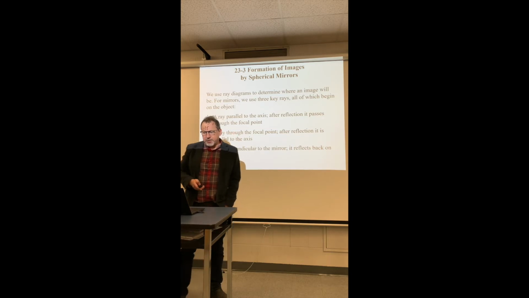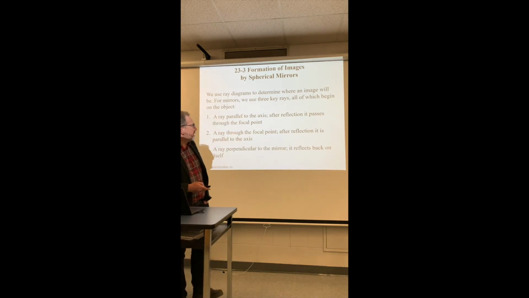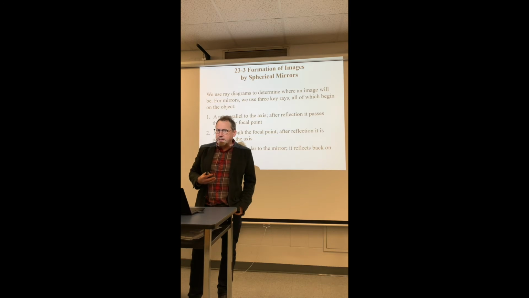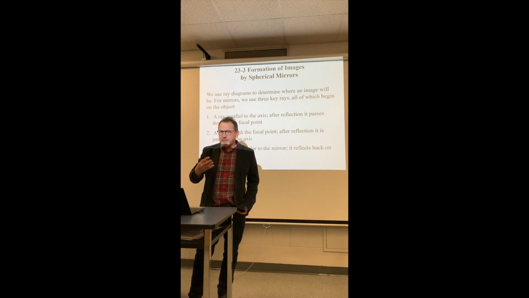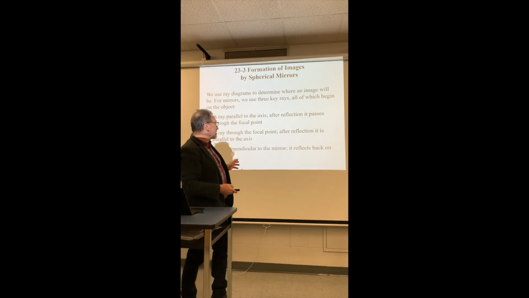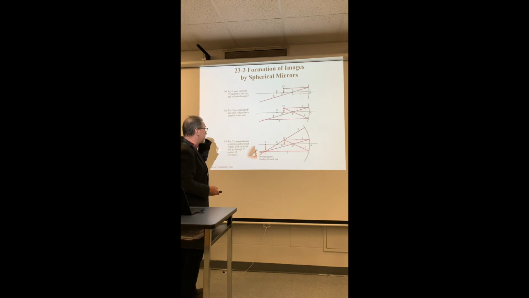Formation of images by spherical mirrors. We can use ray diagrams to figure out where the image is being formed. What we do is imagine three different rays emanating from the tip of the object we're observing, and we trace them out and see where they join back up, and that's where the image would appear. It's probably easier just to look at the overhead, so I'm going to jump to this overhead one.